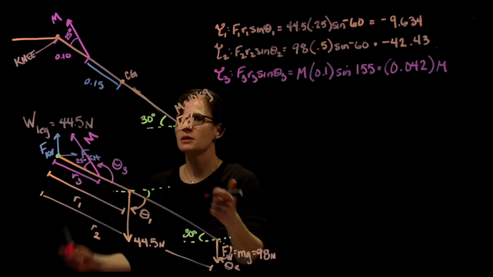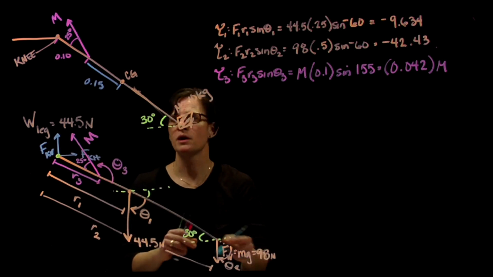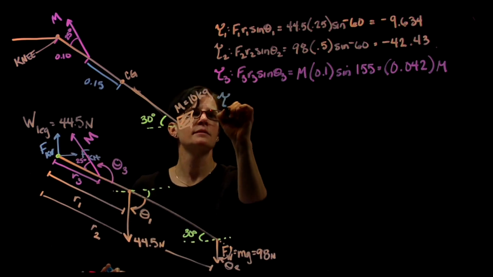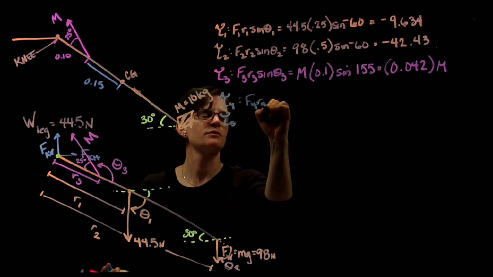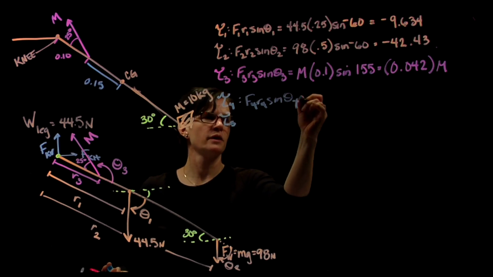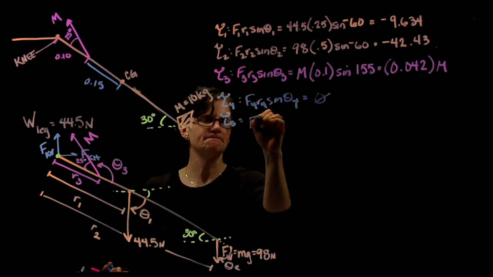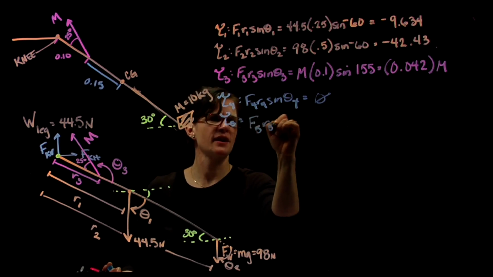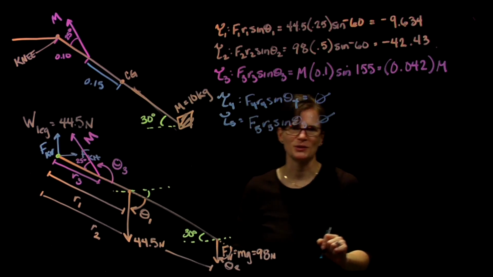All right, so force 4 and force 5. Force 4, radius 4, sine theta 4. The radius is 0, so that torque is 0. And force 5, radius 5, sine of theta 5, again the radius is 0, so the torque is 0.